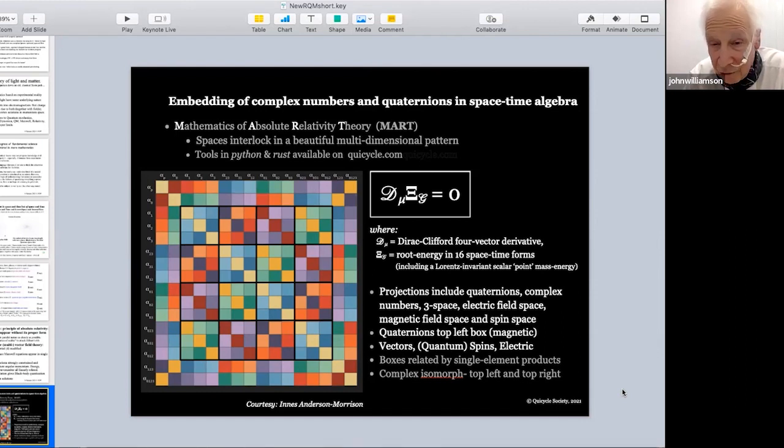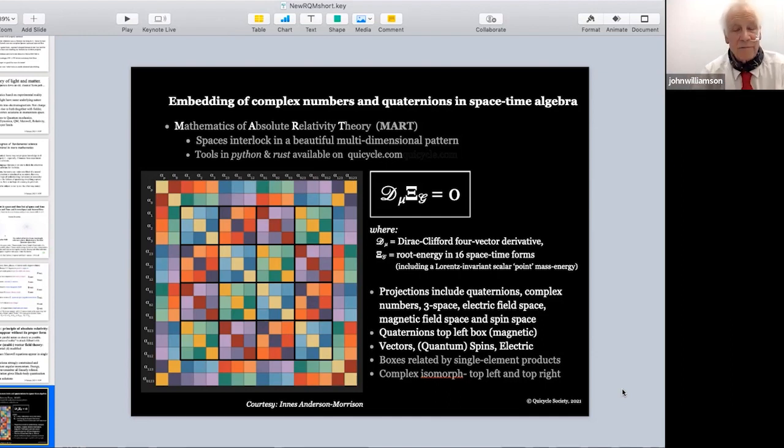And that acts on the 16 components of the vector I already defined. So we have a four vector acting on a 16 object, and there are therefore 16 products. There are 16 separate zeros. Each one is individually zero. That is the theory of the motion of the quantum fluid, the Williamson theory of the quantum fluid for an isolated particle, photon or electron, written in the mathematics of absolute relativity, MART.